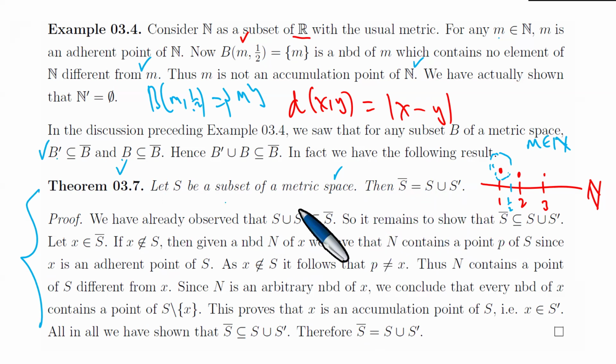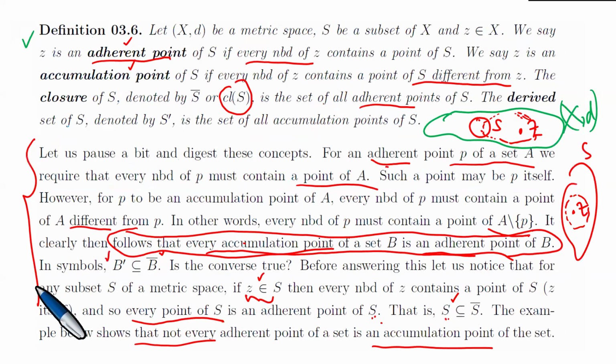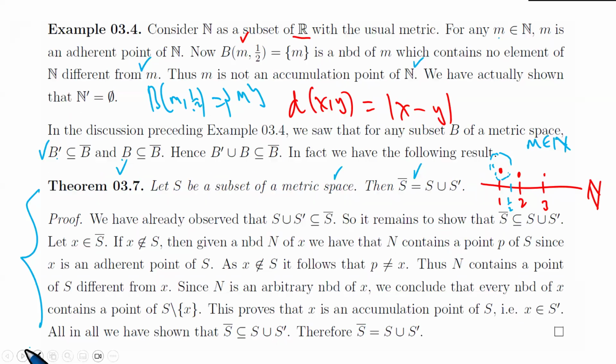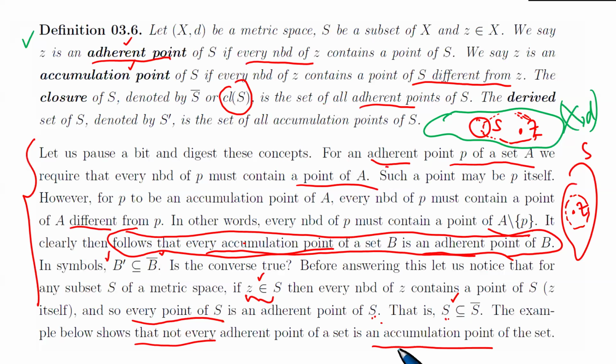It's an important theorem that gives us a formula for the closure. To get the closure, just take S and take the union with the derived set of S. The derived set of S, with the union of S, will give us the closure of S. We have already observed that S union S prime is a subset of the closure. This is what we have seen before.